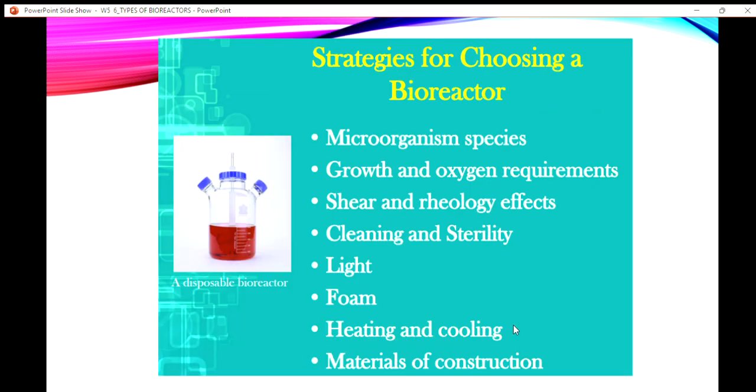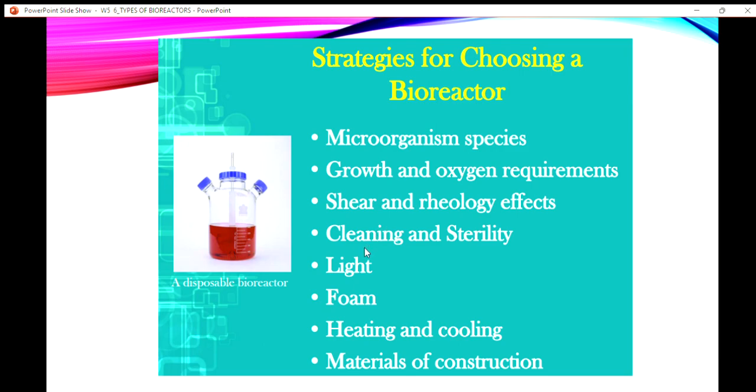Okay, so before you go to each of the designs, you need to know different designs require different strategies. Okay, so what kind of thing do you need to consider when you are choosing a bioreactor? So this is the thing lah. Okay, you need to know what kind of microbe you want to grow, the growth and also the oxygen requirements of each particular microbe, the shear sensitivity or the rheology effects, okay, how to clean or how to sterilize the media, the broth or the bioreactor itself.